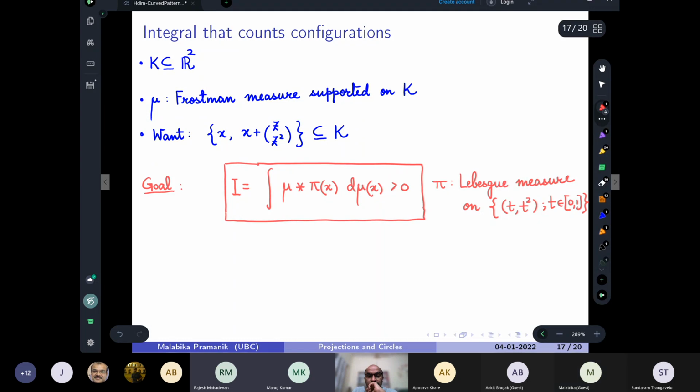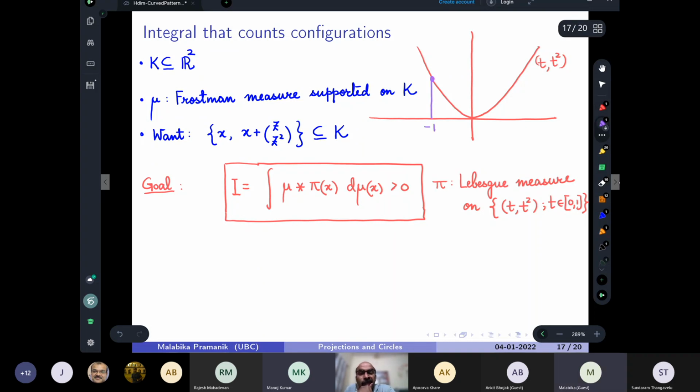You mean the Hausdorff measure on the graph? Oh, I didn't understand. Sorry, could you say that again? The pi is a Hausdorff measure. So it's a measure. So let me draw a picture here. This is the graph. This is the parabola t squared. And let's say pi is between, let's say, -1 and 1.